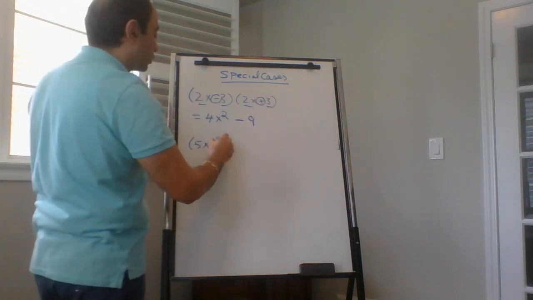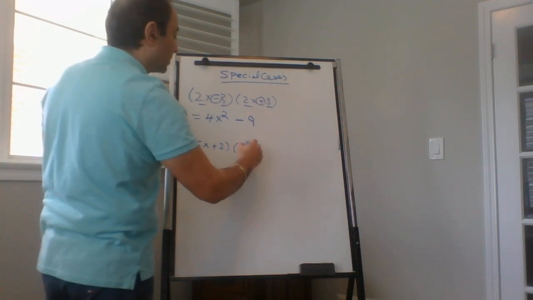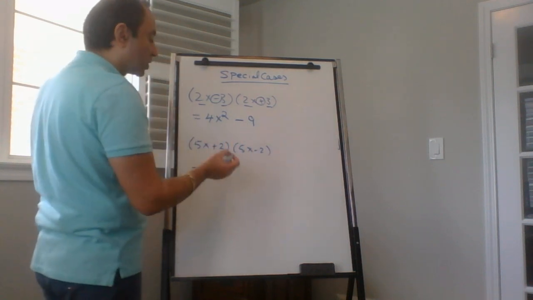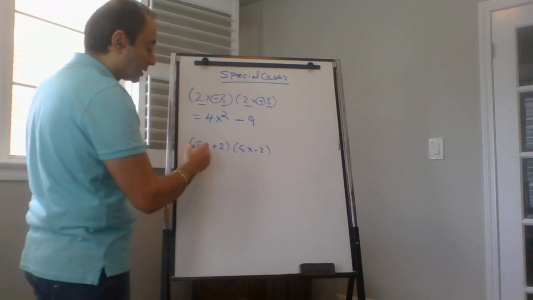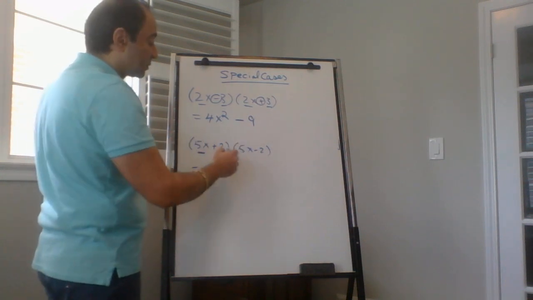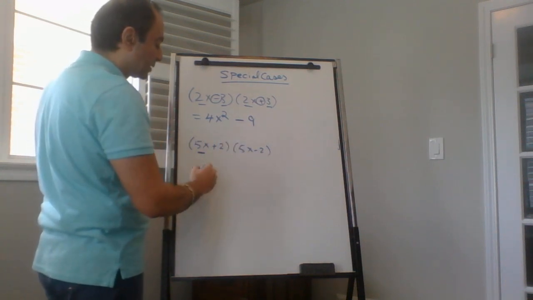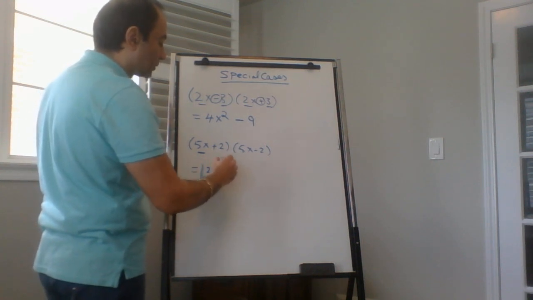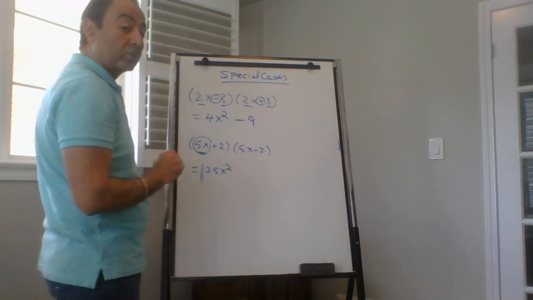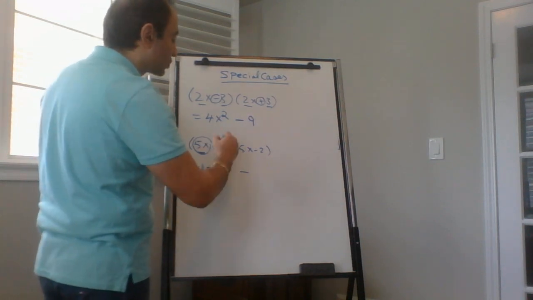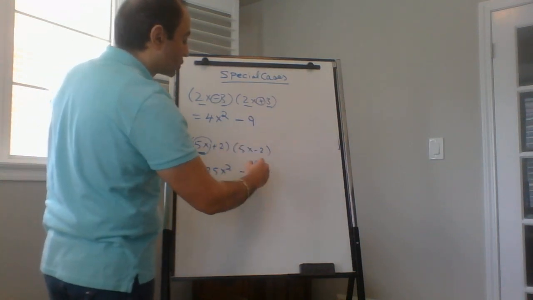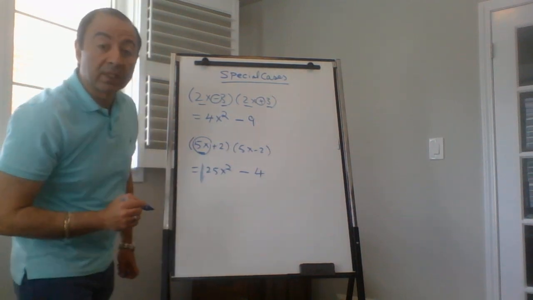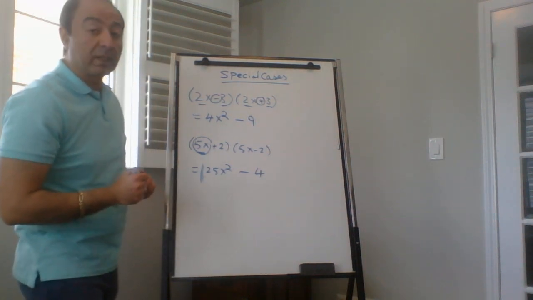(5x plus 2)(5x minus 2). Is this a conjugate? Yes, it is a conjugate. Same terms, opposite signs. So how do we expand? Square the first. This is the first term. When we square it, we get 25x squared. Minus, square the second, which is 2 squared, is 4. So this is how we expand this.